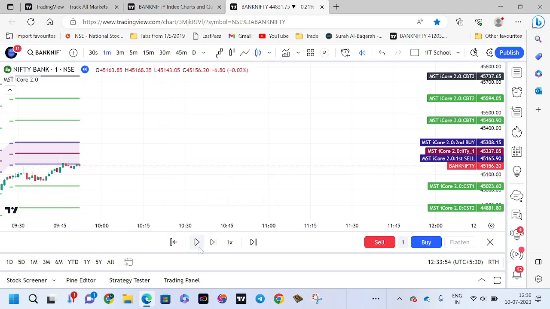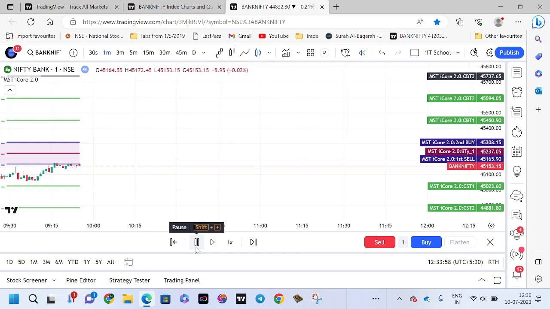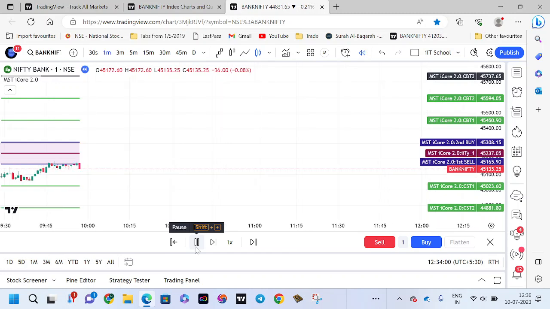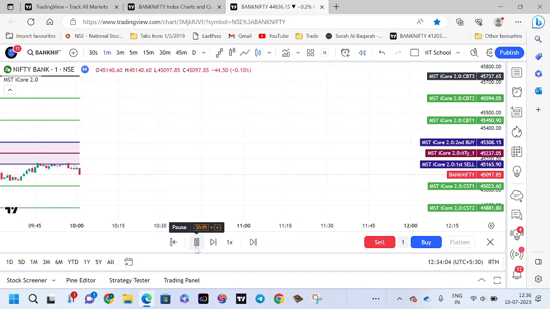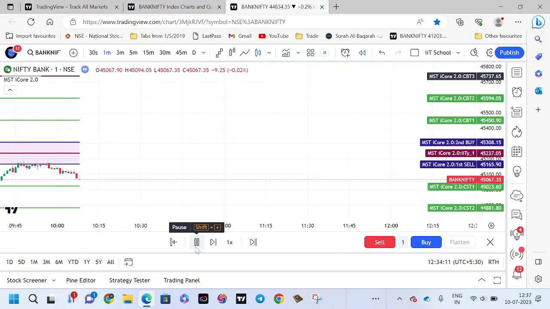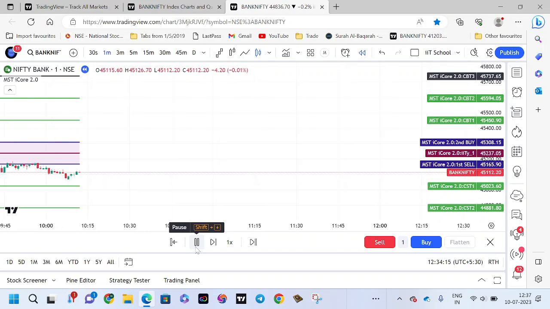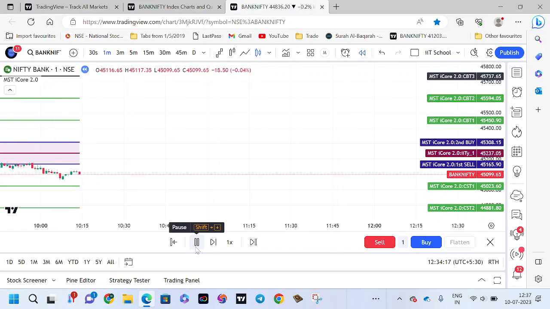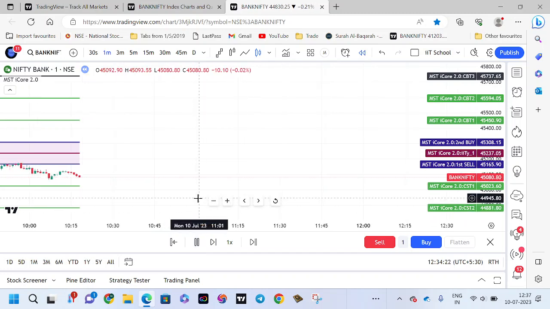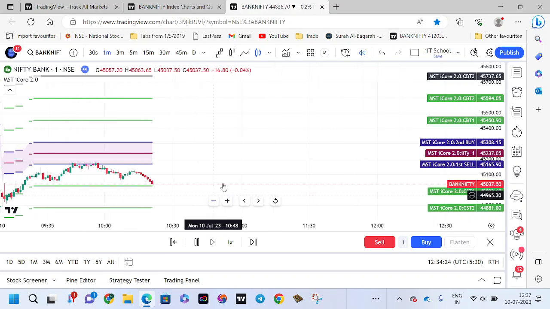Now I am running the market. I hope the market comes down, but I am also ready with the second buy order, so I will not be worried. Suppose the SL is hit, I will simply wait for the candle to close above 45,308. Once the high of the candle is broken, I will go for the buy entry and the stop loss would be 45,165. So hope it is clear.